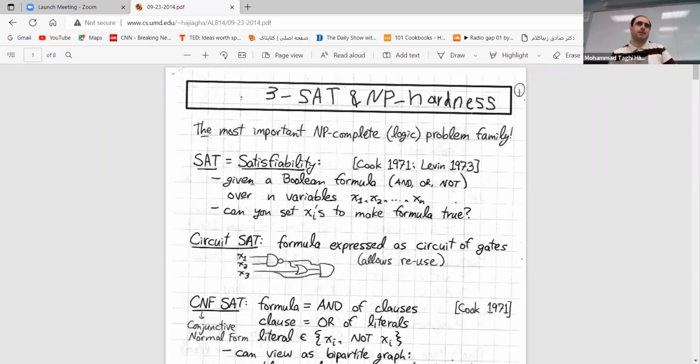cycle or Hamiltonian path. Hamiltonian path is that you want to find a path that goes through all vertices only one time. This is actually different from another problem, Eulerian path. In Eulerian path, you want to go through every edge only one time. This problem has a simple polynomial time algorithm. Anyone remembers the algorithm for Eulerian path?